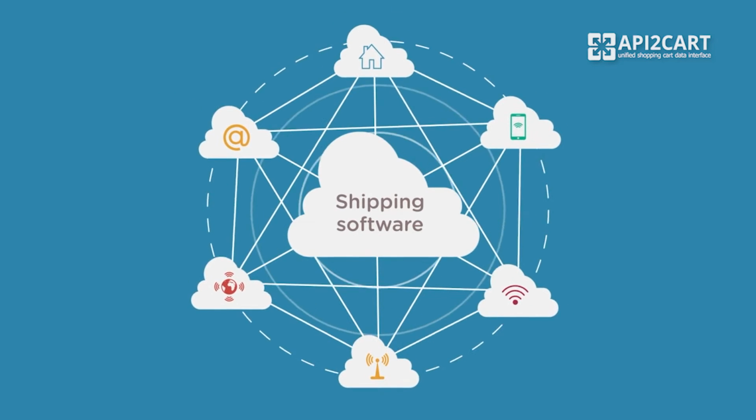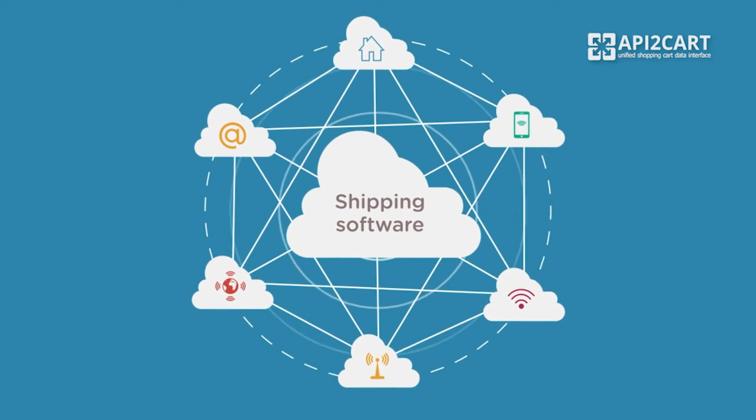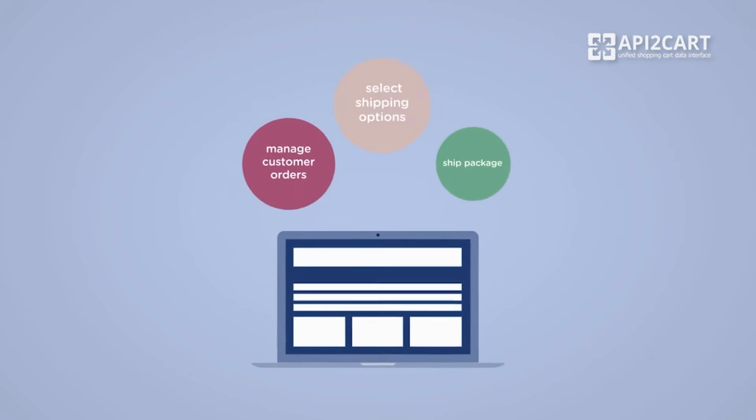Shipping software is an essential tool for online store owners who want to automate their shipping operations. Thanks to it, online sellers can manage customer orders in one place, select appropriate shipping options, create and print shipping labels with all the correct information, ship packages, and much more.